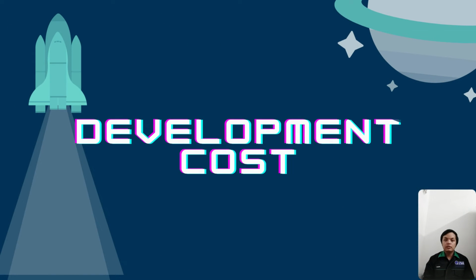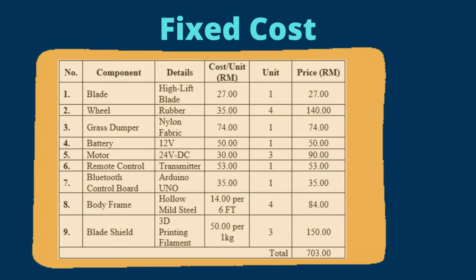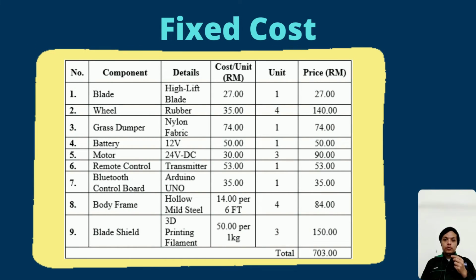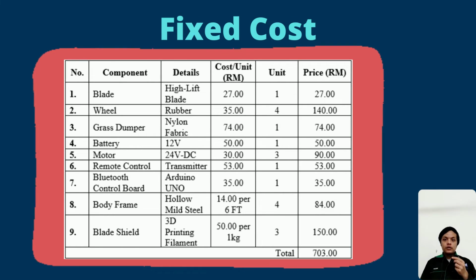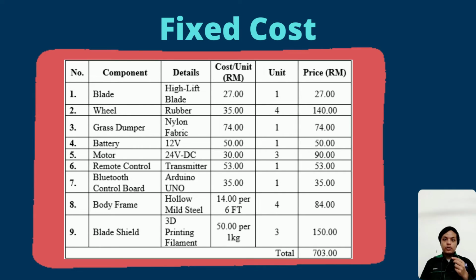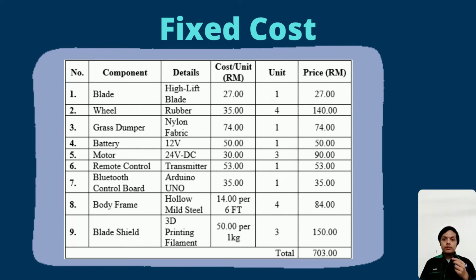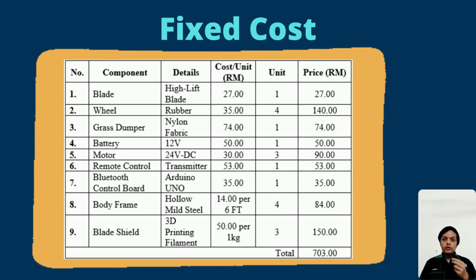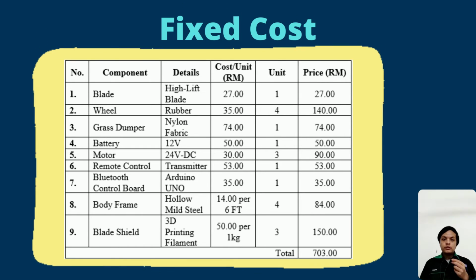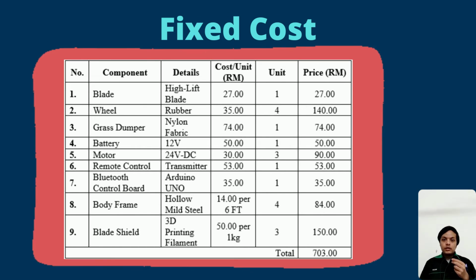Next, I will explain about the development cost which we surveyed the prices from the internet. Fixed cost is the cost that we spend to purchase all the components to build the grass trimmer. The components that are needed to build the grass trimmer are high lift blade, which costs 27 ringgit, 35 ringgit per unit of rubber wheel, which makes a total of 140 ringgit for 4 wheels, and nylon fabric grass dumper bag costs 74 ringgit. Other than that, 12 volt battery with 50 ringgit per unit, and the remote control which is used to control the grass trimmer movement costs 53 ringgit.